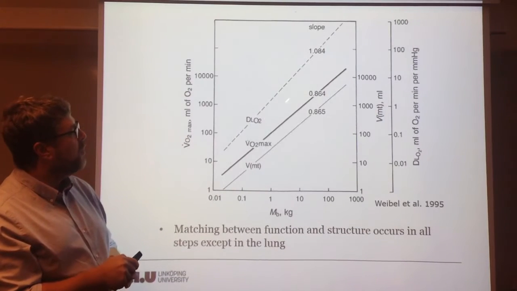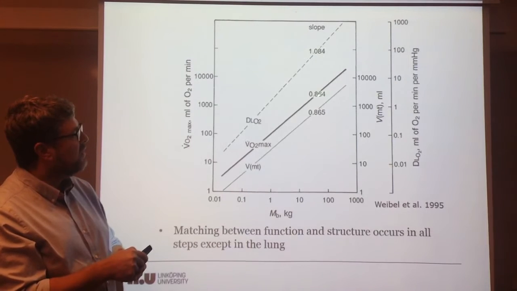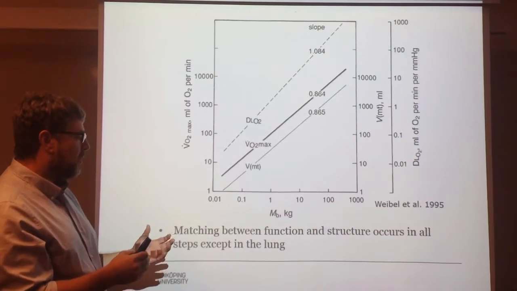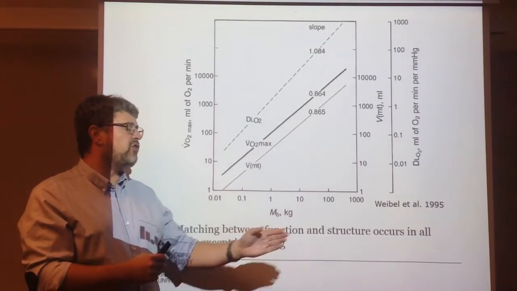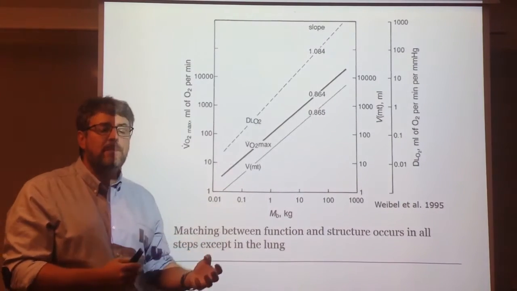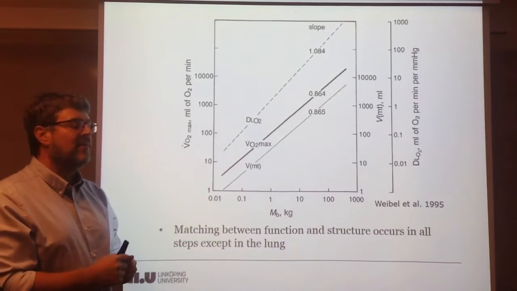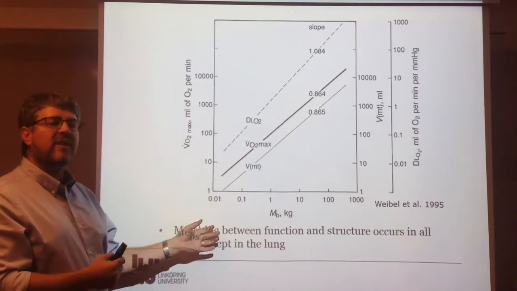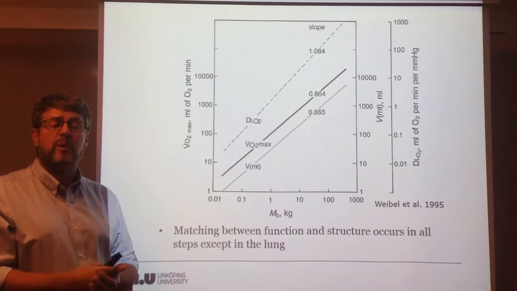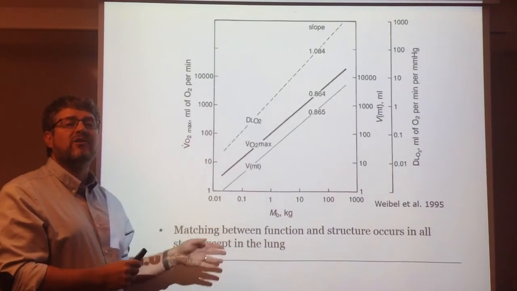Notice that the slope of this line for the pulmonary diffusion capacity is much higher than it is for VO2 max and mitochondrial density. Therefore, matching between function and structure apparently occurs in all steps except the first one, the ventilation at the level of the lung. And that in itself kills the idea that symmorphosis could be used as a principle of universal design, because we don't see evidence of this full matching.